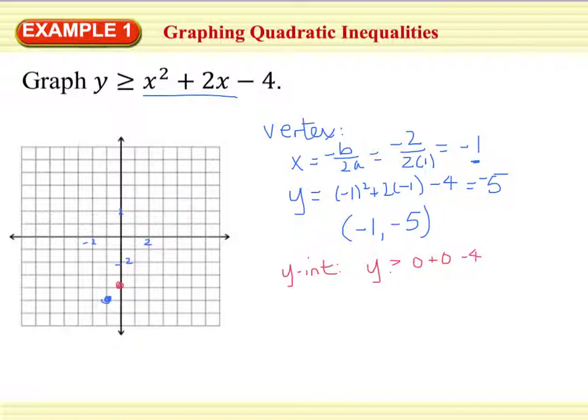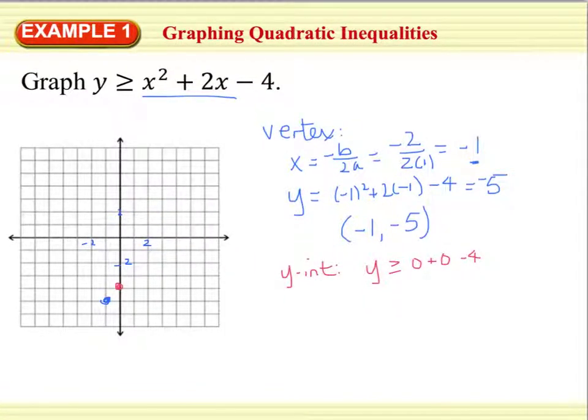If I finish graphing the rest of my function on my calculator, I see that I have an x-intercept at 1.236, so somewhere between 1 and 2, and a negative 3.236, so somewhere between 3 and 4. Now that I've shown my x-intercepts, my y-intercept, and my vertex, I'm going to connect these right here. And I'm going to double check. I have a greater than or equal to symbol, which tells me that I'm going to have a solid line.